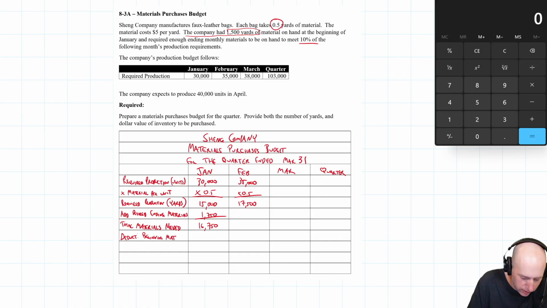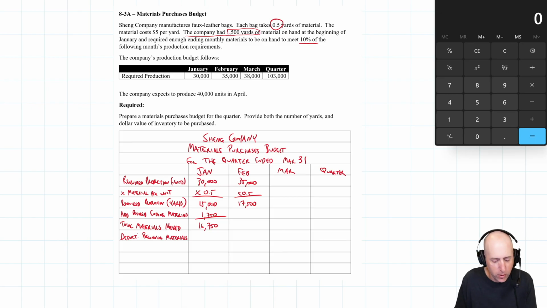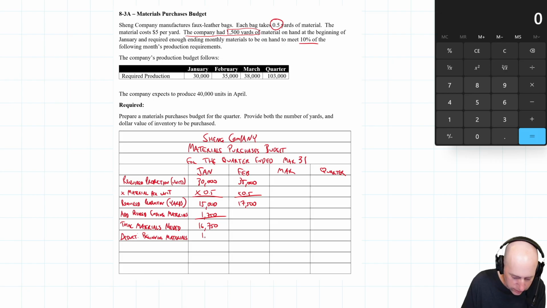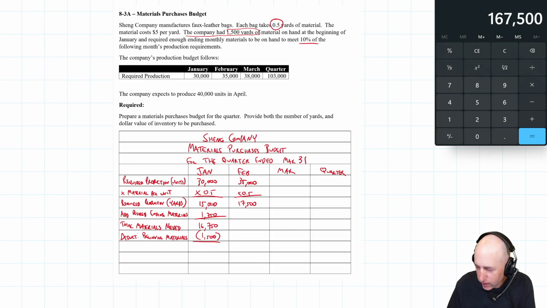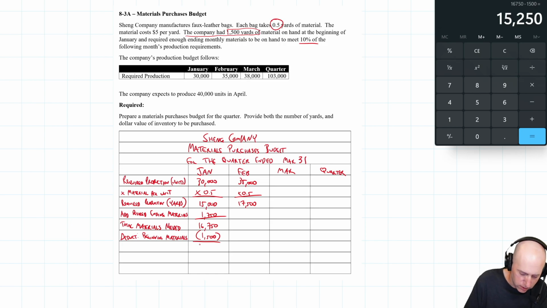And this is a calculation that's appeared a lot in our class. We're always adding ending inventory, deducting beginning inventory, a very common calculation for us to see. Sometimes we're adding beginning and deducting ending. This is a very common theme anyway. So we're going to deduct 1,500 here. 16,750 minus 1,500 is 15,250.